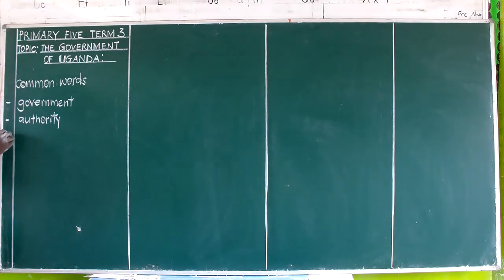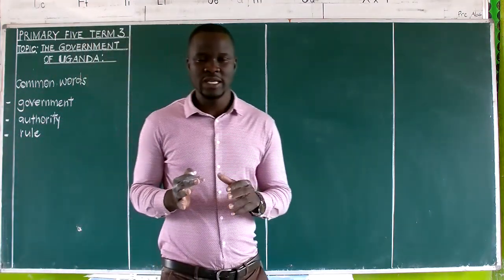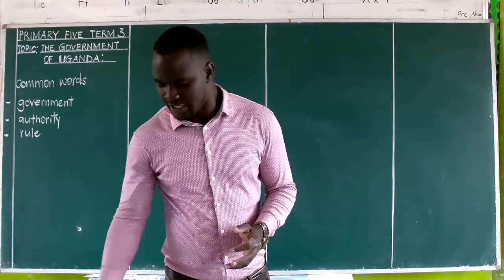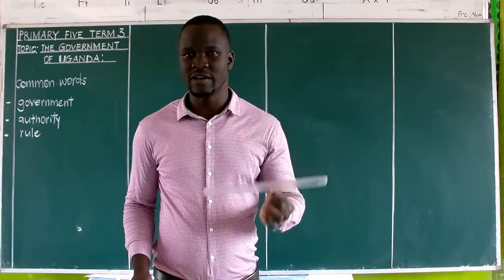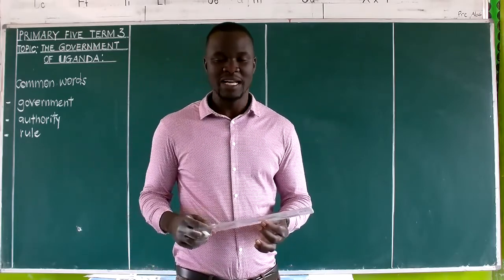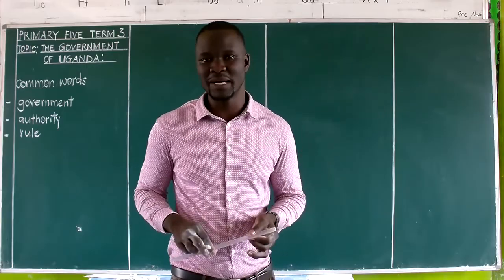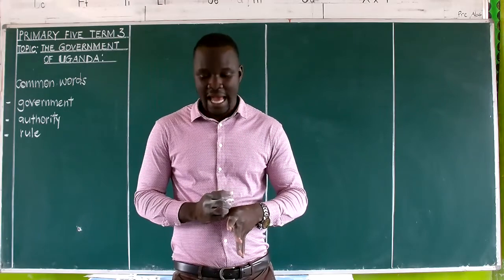And then the other word is what we call rule. As a primary 5 child, when we see the word rule, sometimes we get lost. We bring rule and then we connect it to a ruler, which is very bad. Still here we shall have the word ruler, fine, but we are not meaning this. We are meaning a person who rules, which means we shall be looking at an administrator.